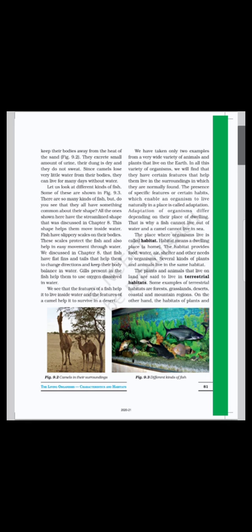It was discussed in chapter 8. This shape helps them move inside water. Fish have slippery scales on their bodies. These scales protect the fish and also help in easy movement through water. We discussed in chapter 8 that fish have flat fins and tails that help them change direction and keep their body balance in water. Gills present in the fish help them to use oxygen dissolved in water.